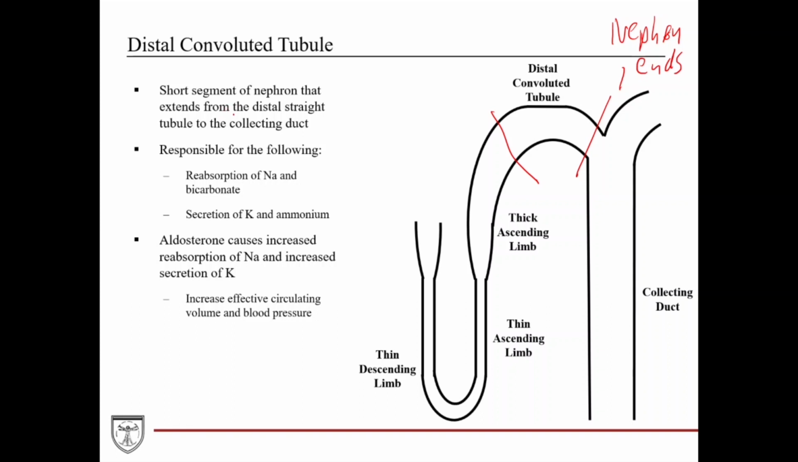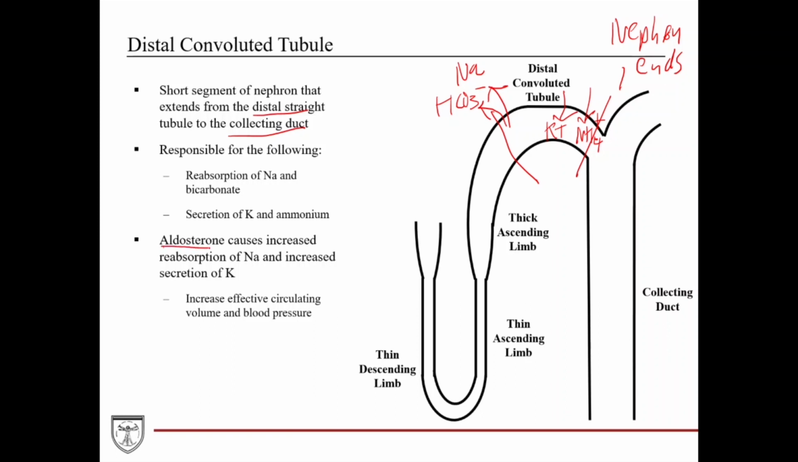So this is a short segment and extends, like we said, from the distal straight tubule to the collecting duct. It's responsible for reabsorption of sodium and bicarbonate. So it'll reabsorb sodium and bicarbonate. And then it'll actually secrete potassium and ammonium.